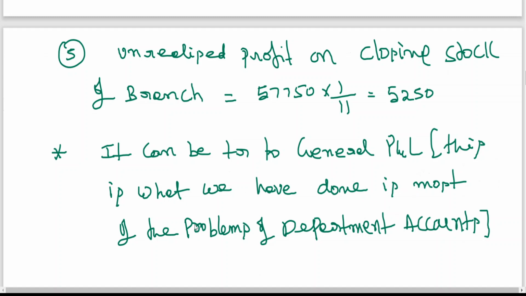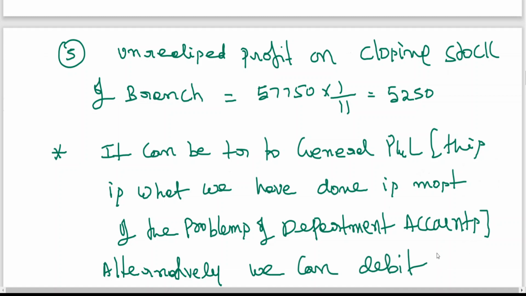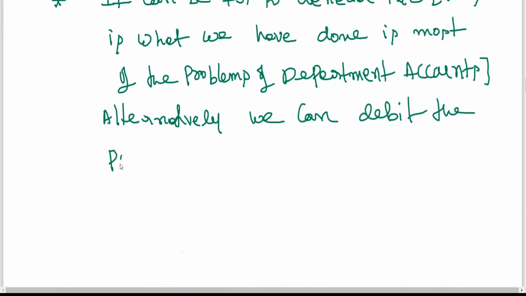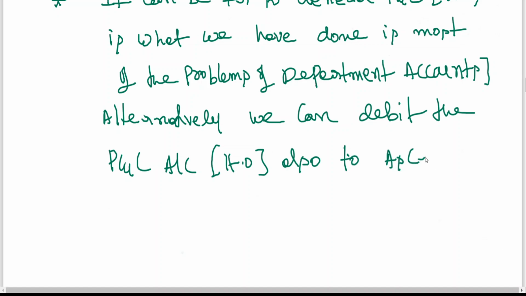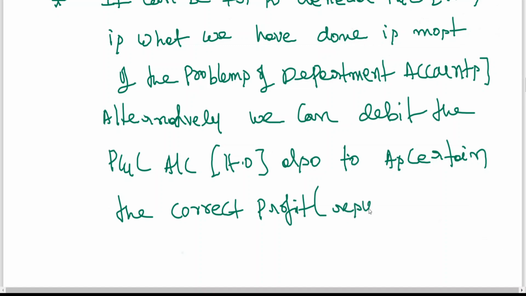It can be transferred to general P&L account. Alternatively, we can debit the profit and loss account, head office, also to ascertain the correct profit or result of the sender, that is head office. See, these things you need not write in the examination. For you to understand, I am explaining.